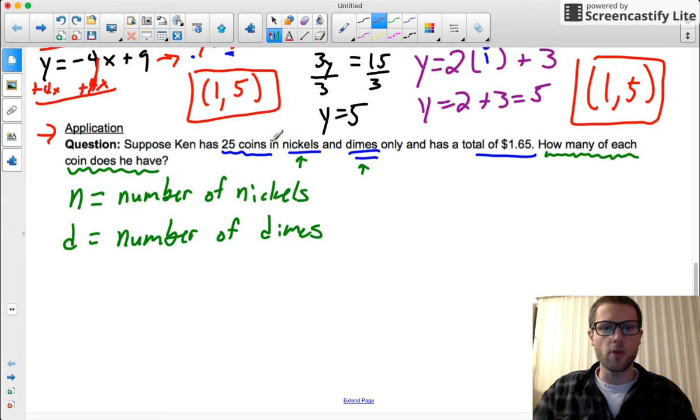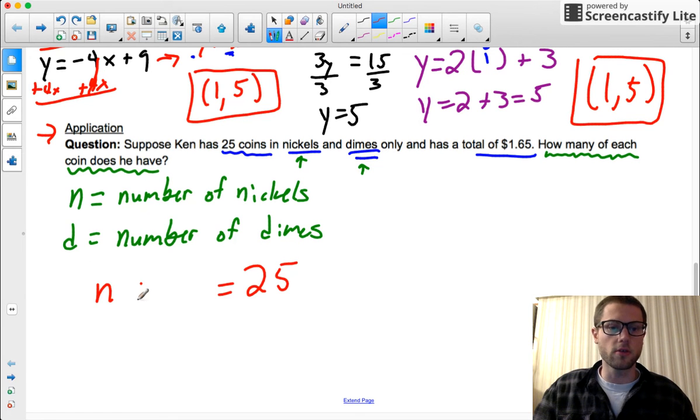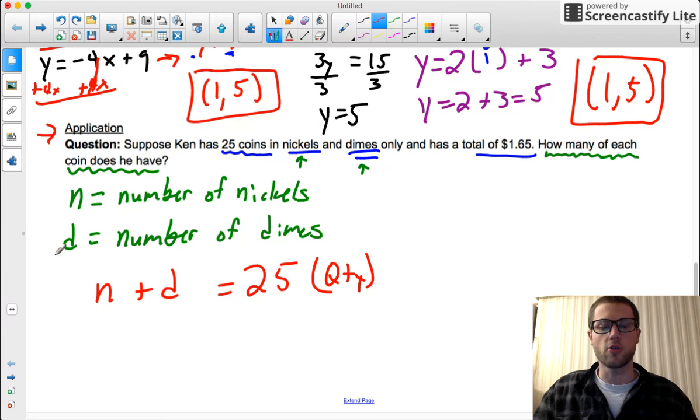This first piece of information says that I have 25 coins. Well, if I've got 25 total coins, then that's going to represent a sum of my nickels and dimes. If I add the number of nickels to the number of dimes, that should be all of my coins, and it looks like I have 25 coins altogether. So n + d = 25. We would sometimes call this the quantity equation. It describes how many of these things I have.